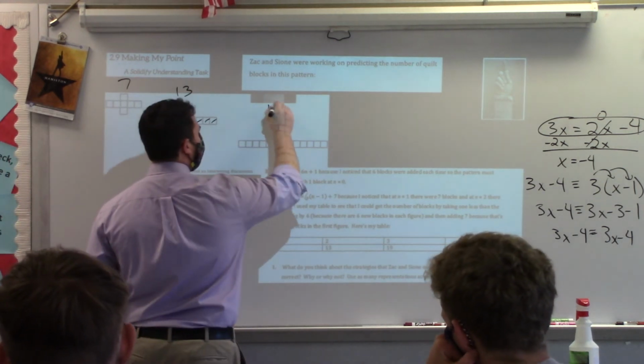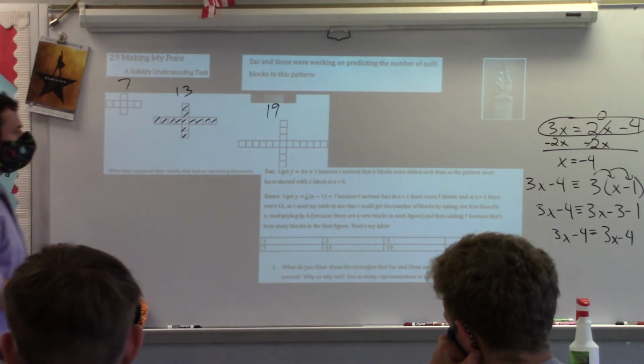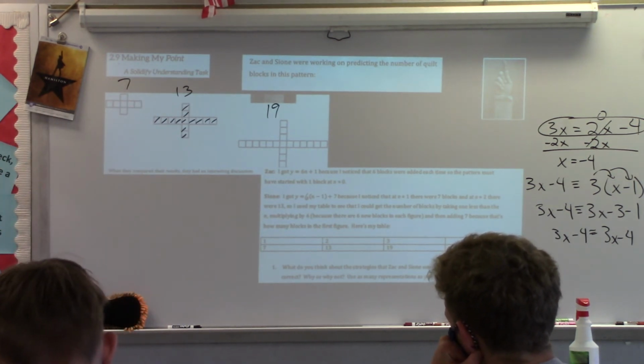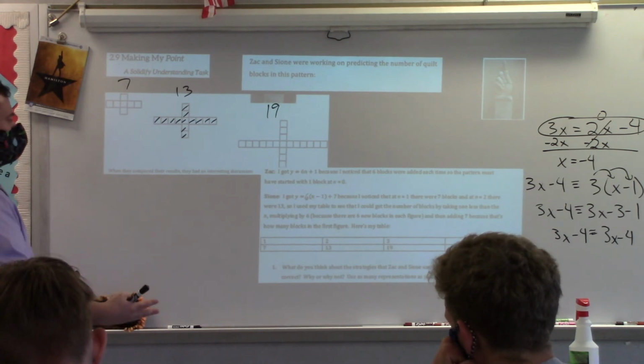Why'd you think 19, Braden? Feel like counting. Okay, you already went ahead and counted it? I didn't know if you'd already counted or if there was a pattern that you noticed. So I noticed a pattern, or I assumed a pattern. Zach said, I got y equals 6n plus 1 because I noticed that 6 blocks were added each time, so the pattern must have started with 1 block at n equals 0.